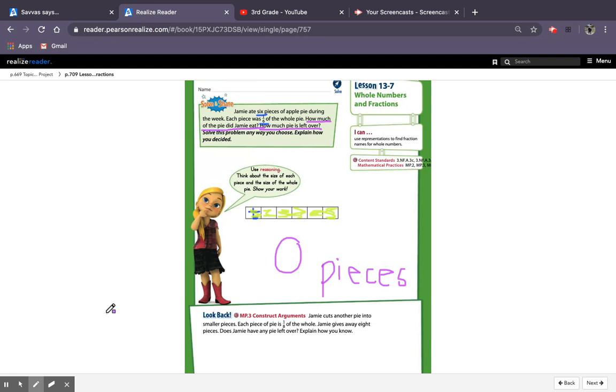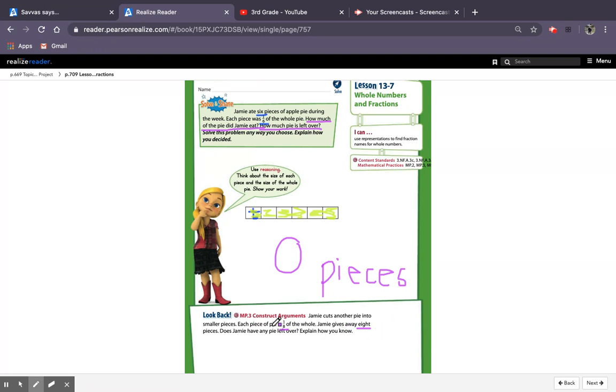So for construct arguments, it says Jamie cuts another pie into smaller pieces. Each piece of the pie is 1/8 of the whole. Jamie gives away 8 pieces. Does Jamie have any pie left over? Explain how you know. So it's literally the same problem as up above, except instead of him eating all the pie for himself, he's giving it away to people.